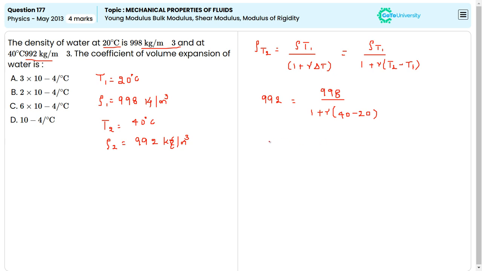Then by simplifying, 992 is equal to 998 divided by 1 plus 40 minus 20, that is 20 gamma. Then we can cross multiply this one, 992 into 1 is 992 plus 20 times 992 gamma, or we can write in a different order, since gamma is what we need to find here. So we need to find the gamma.